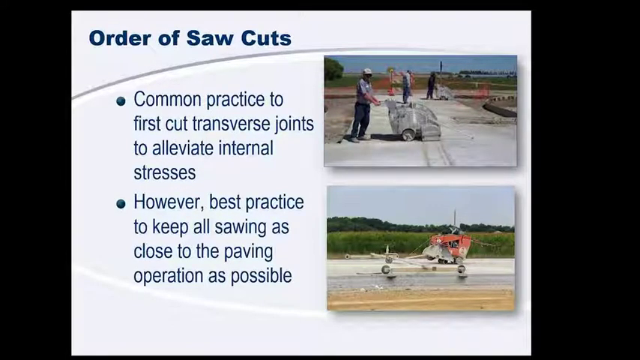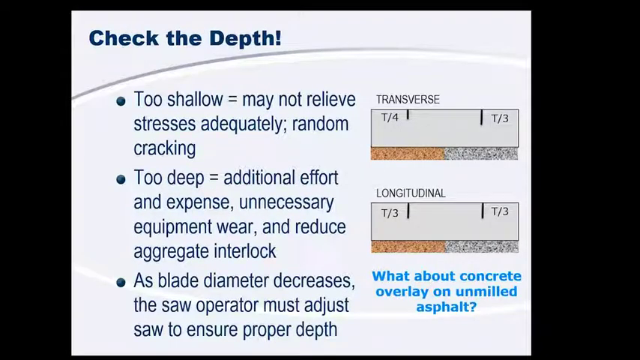What can end up happening is if you're doing skip sawing, you can actually create dominant joints, and those dominant joints may open up wider than all of your other joints, which can cause a problem. So if possible, you always want to saw them in sequential order. So once you're done with transverse joints, you can come back in and cut your longitudinal joints.